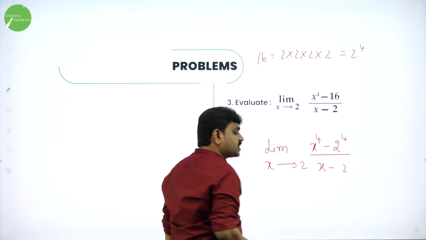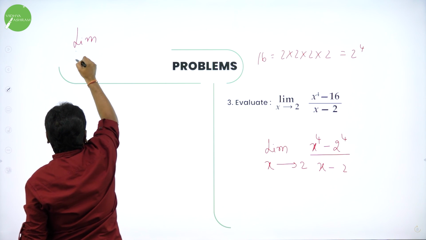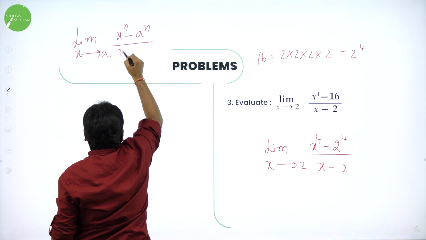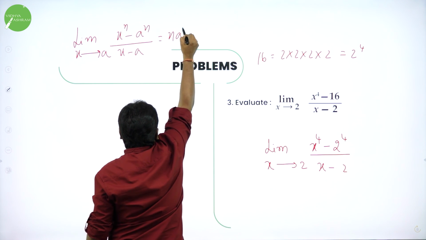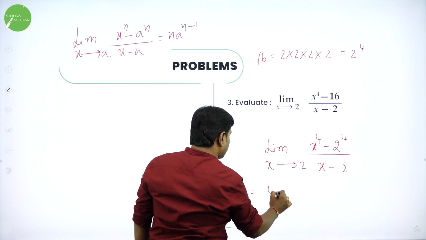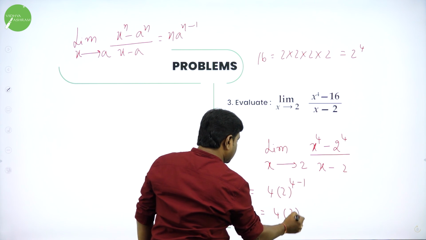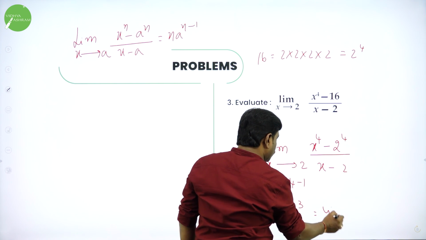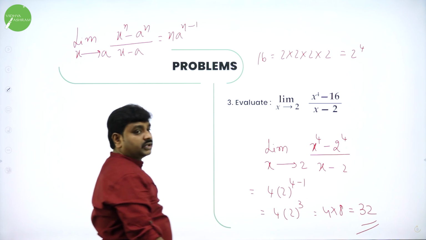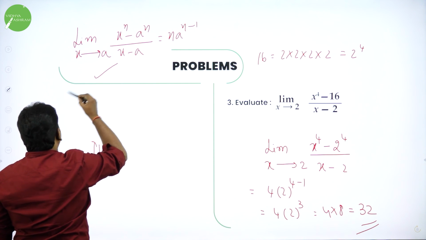Now, is it in the standard form? What is the standard form? Again the theorem. What is the theorem? Limit x tends to a, x power n minus a power n by x minus a is n into a power n minus 1. So now this is 4 into 2 power 4 minus 1. So 4 into 2 power 3, that is 4 into 2 cube. 2 cube is 8. 8 times 4 is 32. Again we are using the theorem, so you should be thorough with the theorem.